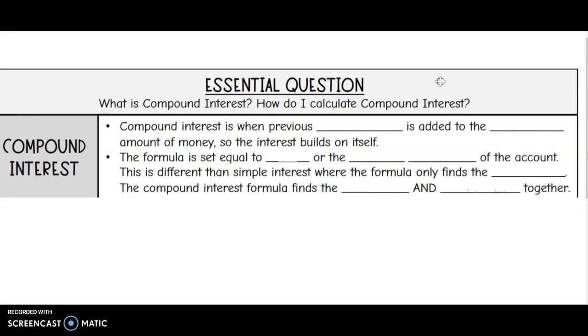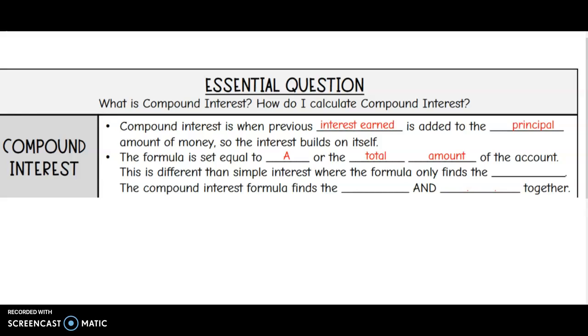Compound interest is when the previous interest earned is added to the principal amount of money, so the interest builds on itself. So basically, you start off with the principal amount of money and you earn interest. You add it to the principal and you have interest built on top of that. The formula is set equal to A, or the total amount of the account.